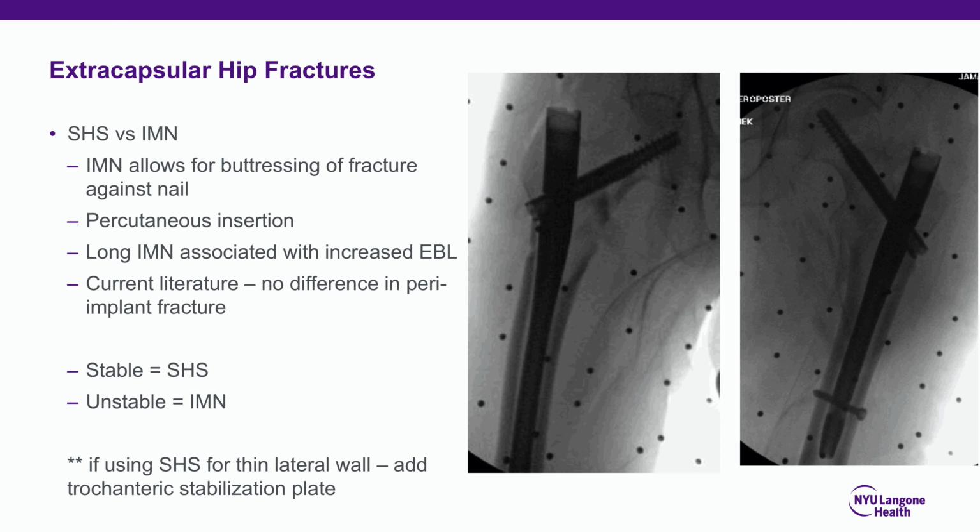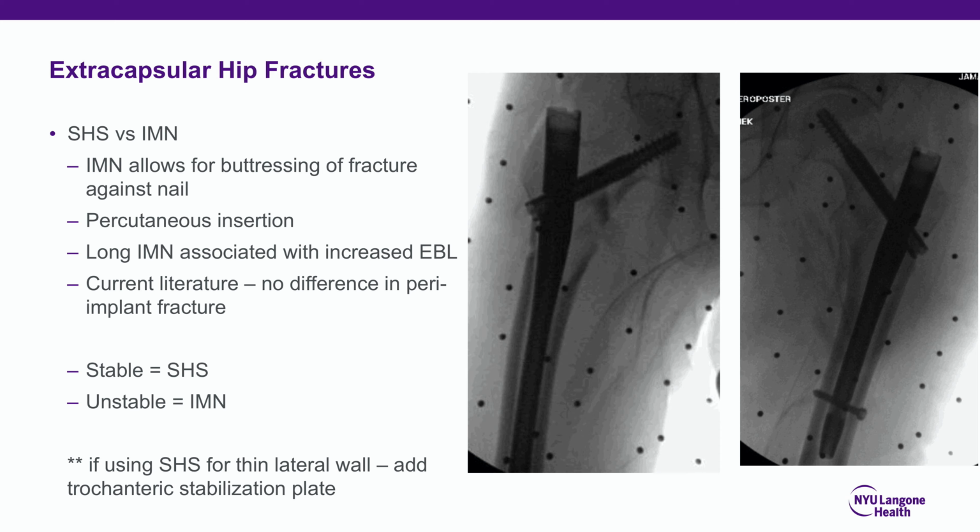The intramedullary nail acts as a buttress and can substitute a lateral thin wall. Its application is percutaneous. Theoretically, long intramedullary nails splint the entire bone. However, when comparing short versus long nails, recent changes in nail design have noted no difference in peri-implant fracture. Longer nails are associated with longer procedure times, increased EBL, and increased cost.